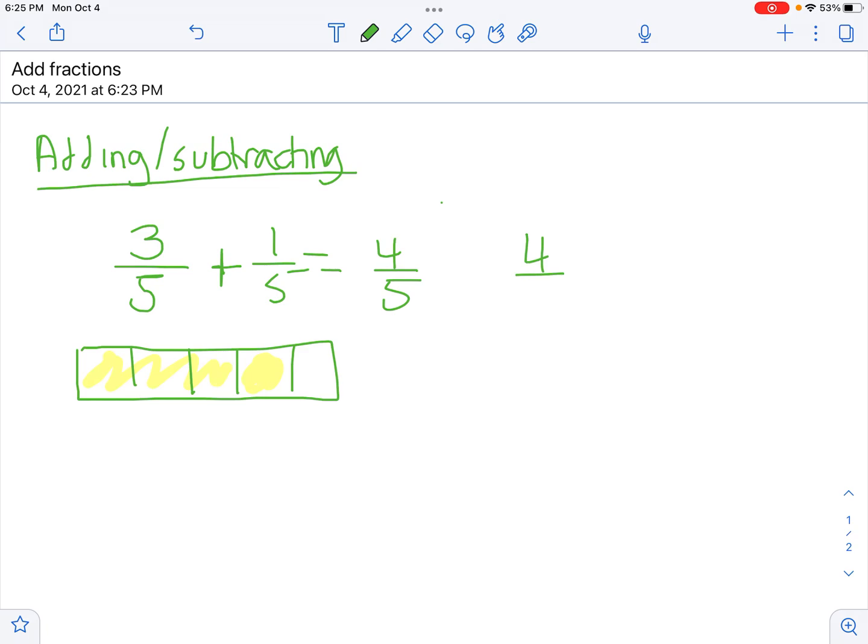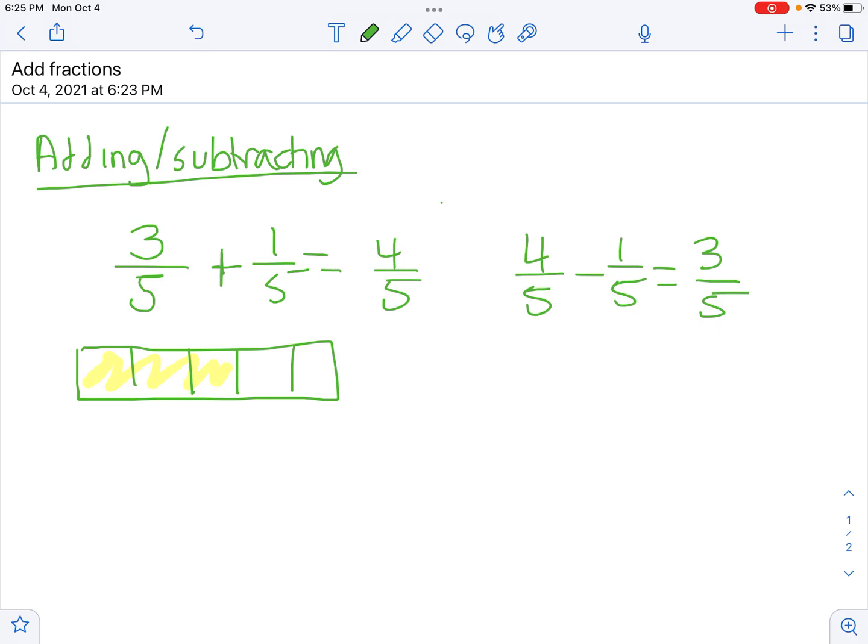Subtraction works the same way. If you have 4/5 and you subtract 1/5, here we have 4/5. 4 of these things are highlighted in yellow. We take away one of them, and we end up with 3 of these things that are highlighted in yellow, 3/5. So as long as the denominator is the same, you're just working with the numerator.